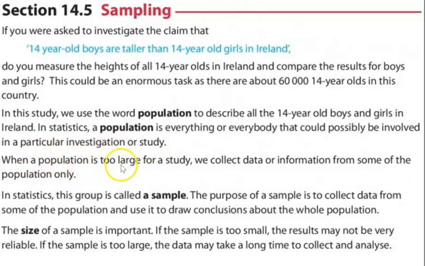When a population is too large for a study, we collect data or information from some of the population only. In statistics, this group is called a sample. The purpose of a sample is to collect data from some of the population and use it to draw conclusions about the whole population. The size of the sample is important. If the sample is too small, the results may not be very reliable. If the sample is too large, the data may take a long time to collect and analyze.